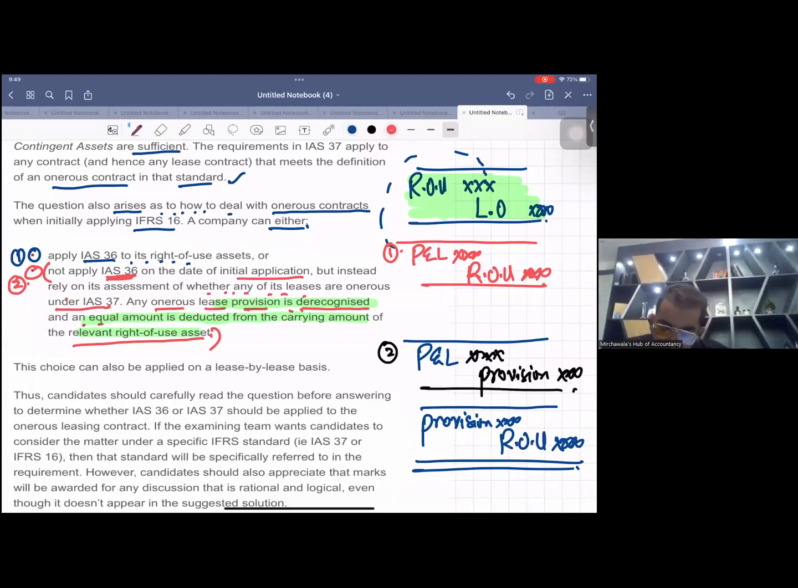You are ultimately canceling this provision. Just think, in the first entry you credit the provision, and in the second entry you debit the provision. So automatically, ultimately P&L debit and ROU credit, the same thing, will be left.